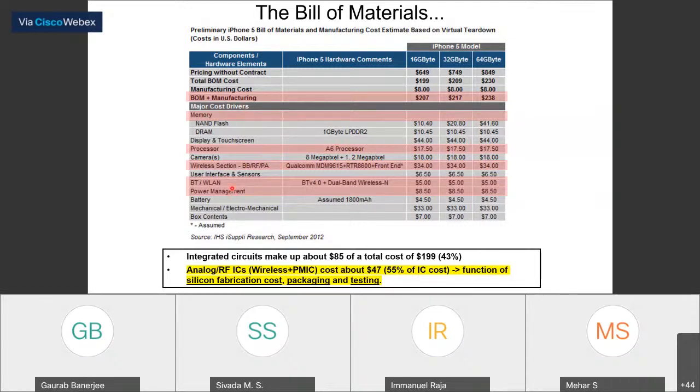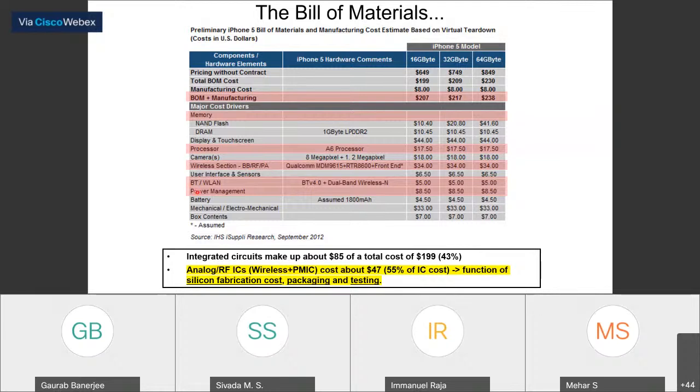But I wanted to highlight a few semiconductors in here, just for your information. This is what happens when you open up your iPhone and look at what's in there and how much it costs. You will find that the major blocks are the memory, the processor, and the wireless section, which consists of the baseband, the RF, and the power amplifier.